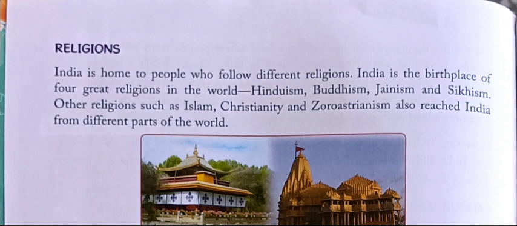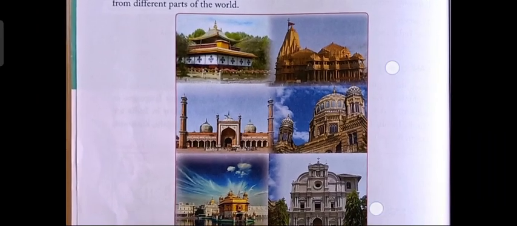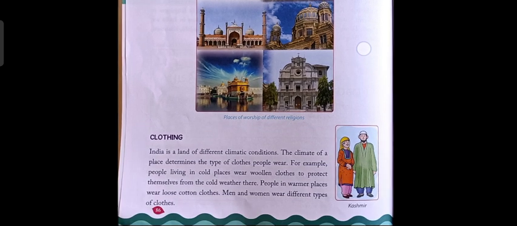Other religions such as Islam, Christianity, Zoroastrianism also reached India from different parts of the world. So these are some pictures. Here you can see the places of worship of different religions.